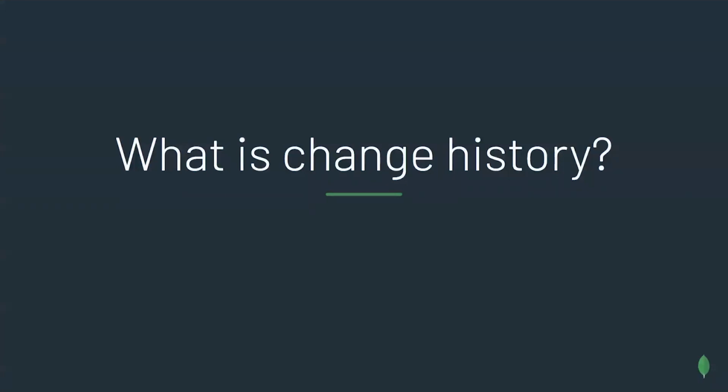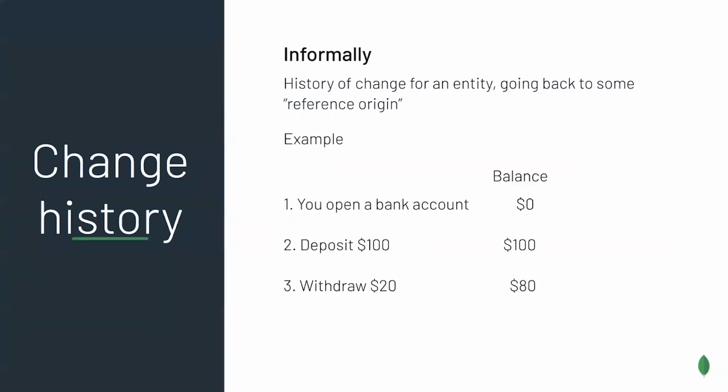So let's talk about what is change history. Informally, it is the history of change for an entity going back to some reference origin. Going back to the banking example, suppose you open a bank account. It has $0 in it when the account is opened. Then you deposit $100 on day one. Then you withdraw $20 on day two. As a bank account owner, you want to go back and see transactions from last day. Or you may want to see transactions since you opened the account. But the bank has to track your account history all the way to when you opened your account.